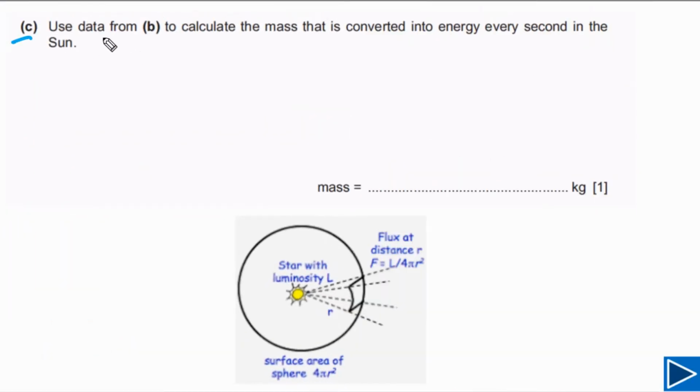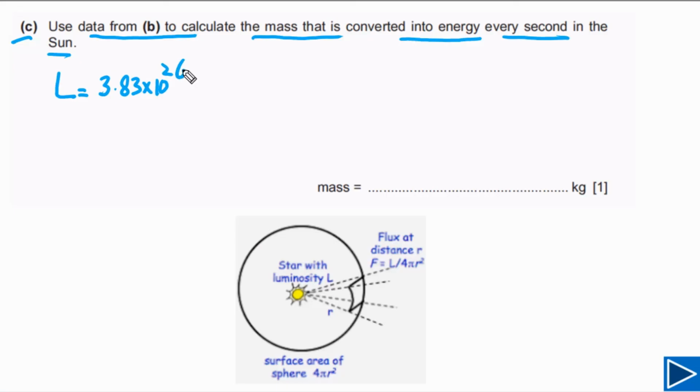For part C, the question is asking us to use data from B to calculate the mass that is converted into energy every second in the sun. The luminosity of the sun is given, and the luminosity of the sun is 3.83 times 10 to 26 watts. It simply means that this is equal to 3.83 times 10 to 26 joules per second. Means the sun is emitting this amount of energy per second. Now we need to find out the mass converted into energy.